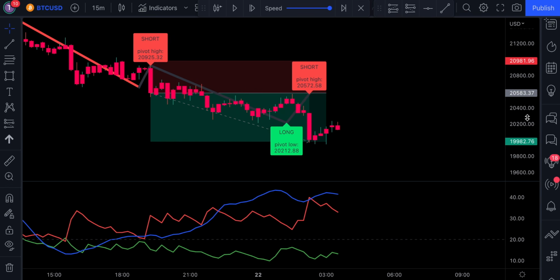Okay traders, I hope you have understood the rules. Now let's do the backtesting to find out the true win rate for the strategy.